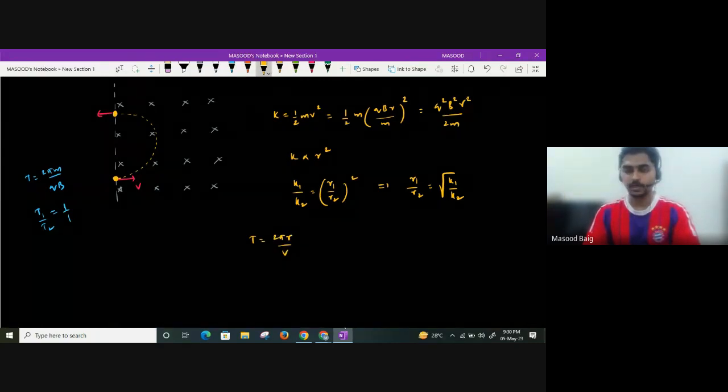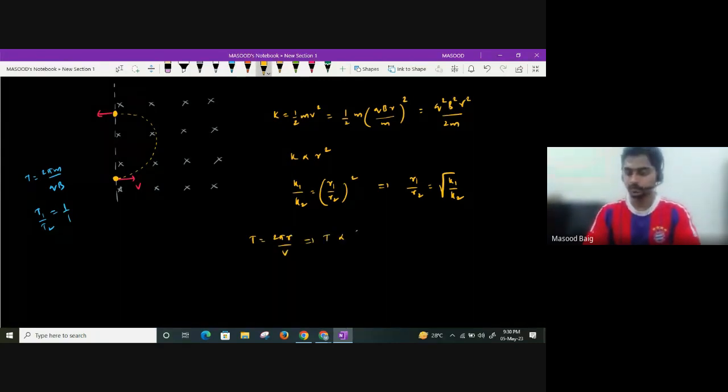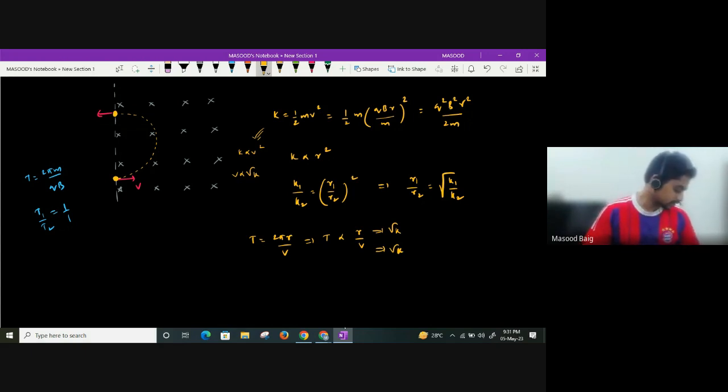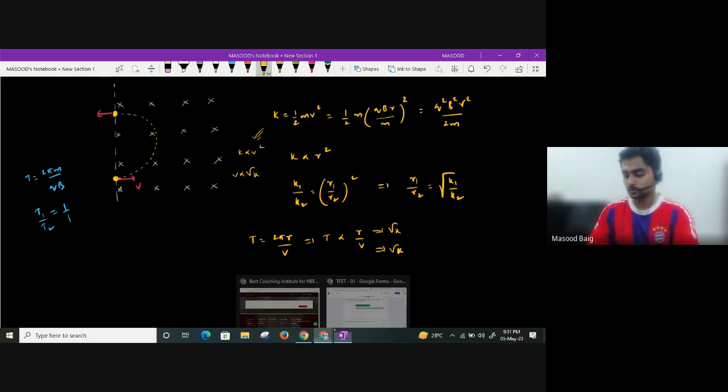So what will I get here? Time period is proportional to r divided by v. Kinetic energy K is proportional to v square, so v will be proportional to root K. R is proportional to root K, and v is proportional to root K. So both will anyhow cancel out, and the time period will be independent. So both of them are going to have the time period in the same ratio, 1:1.